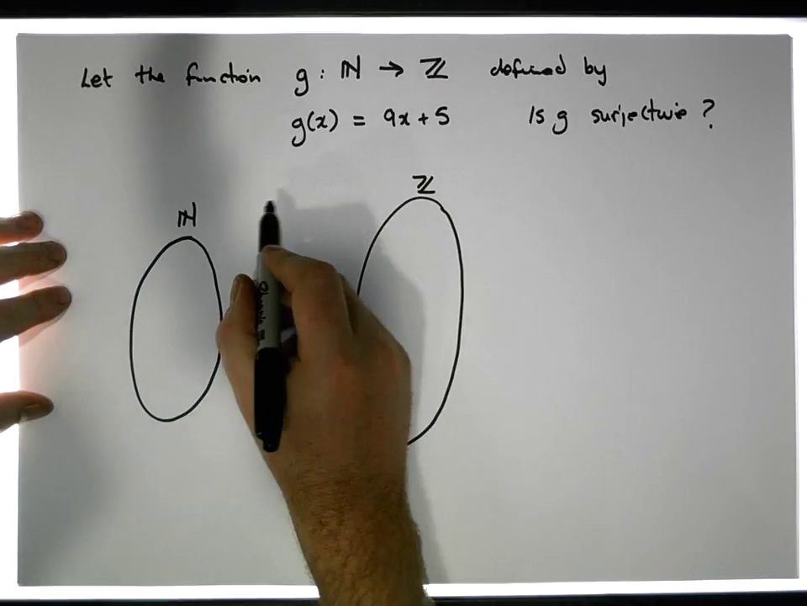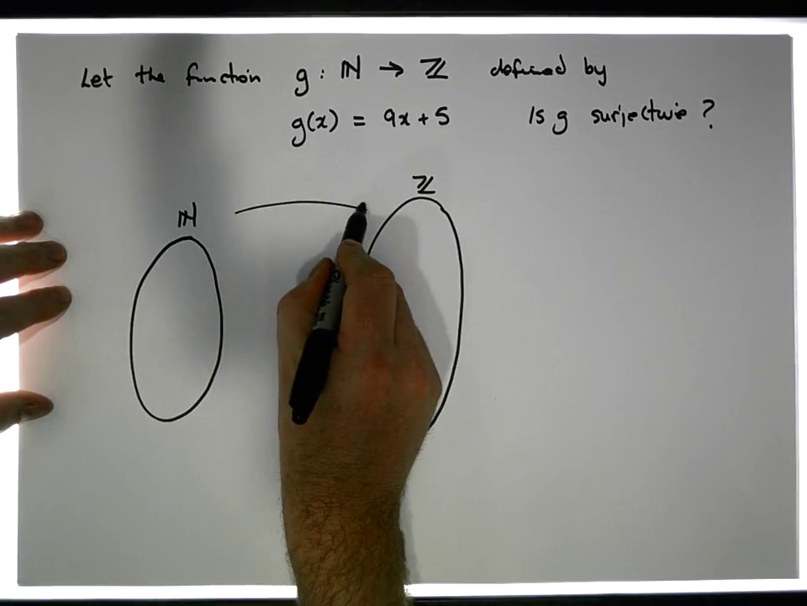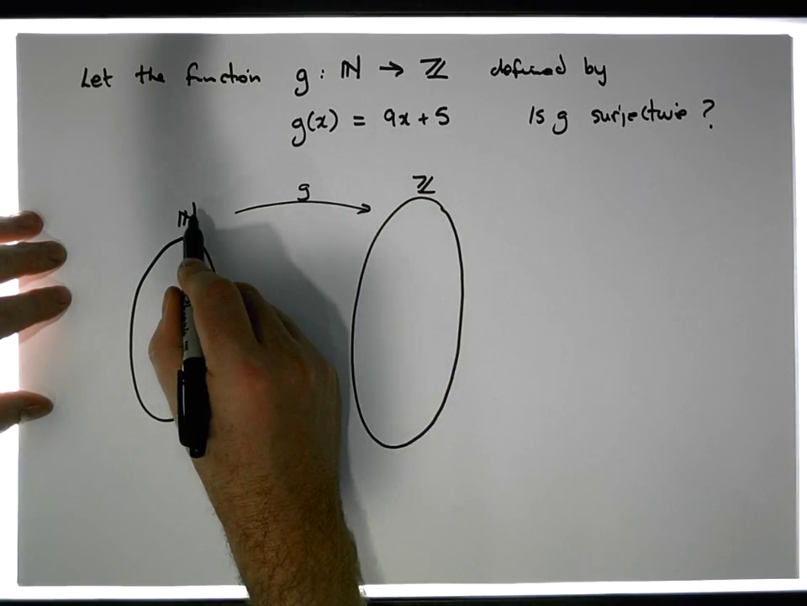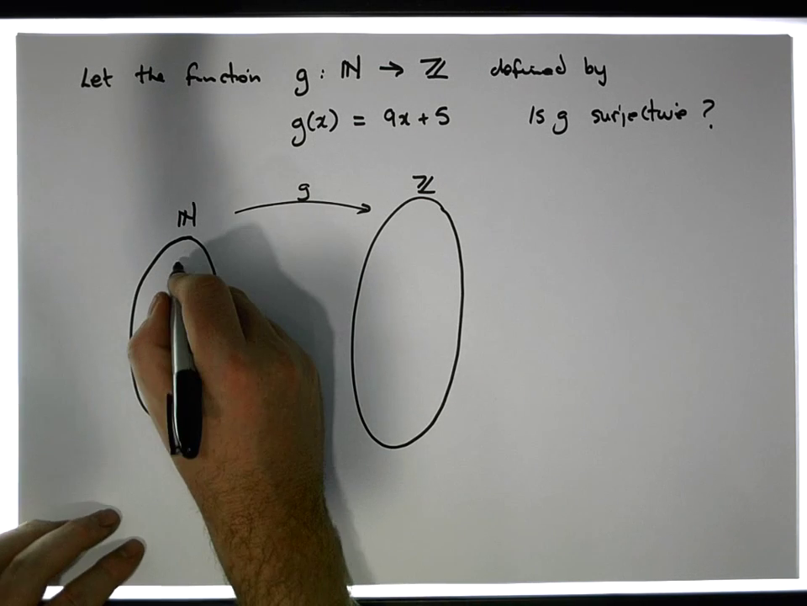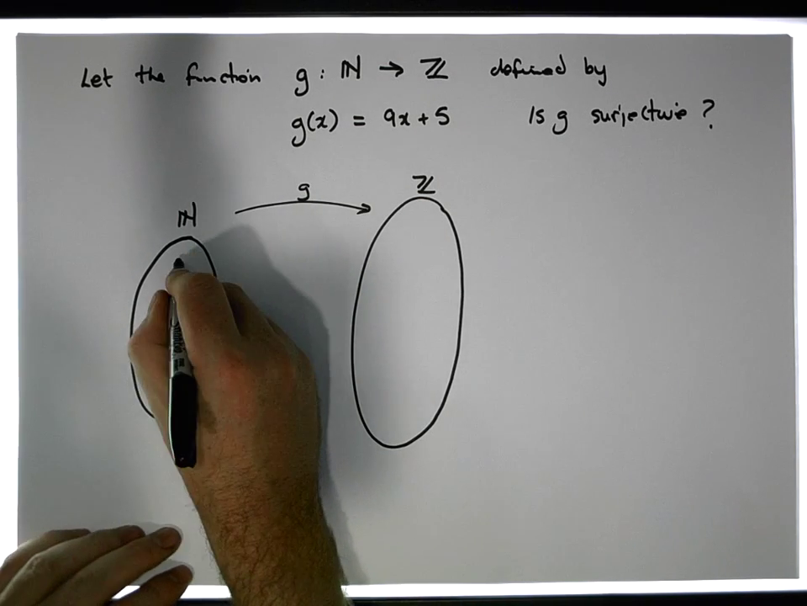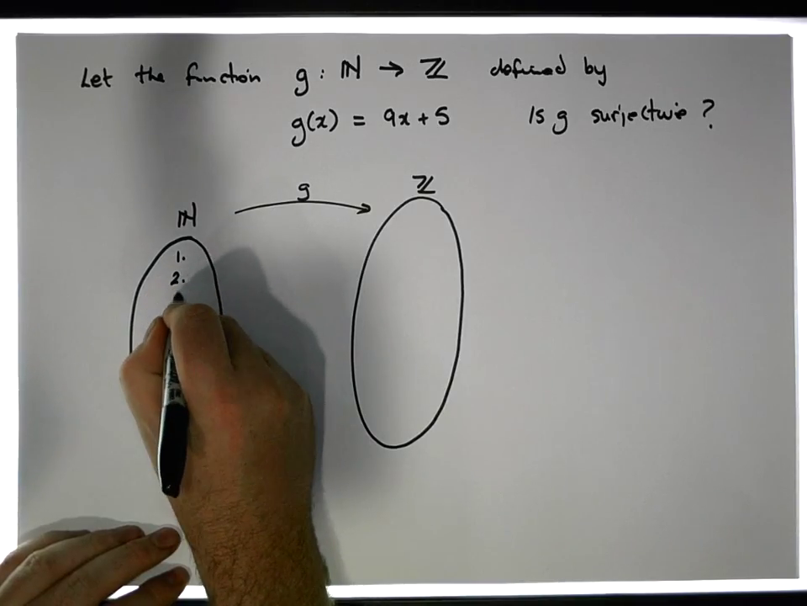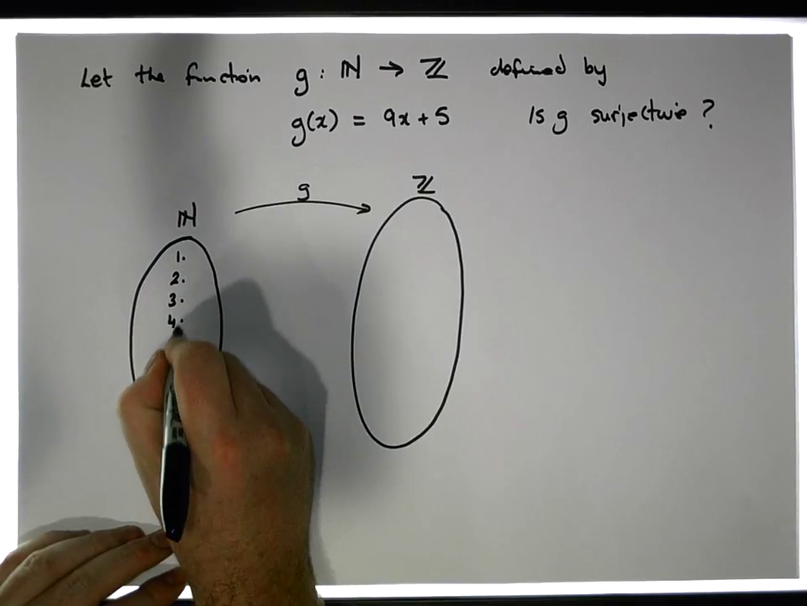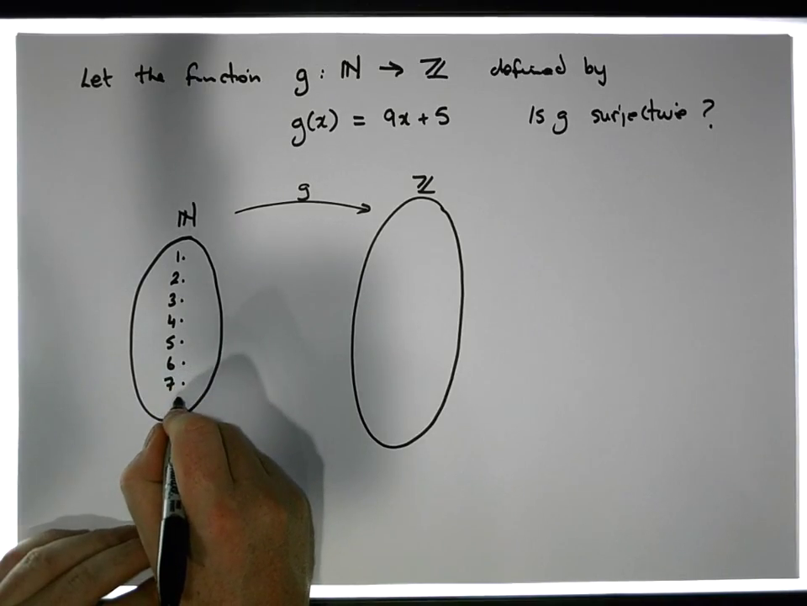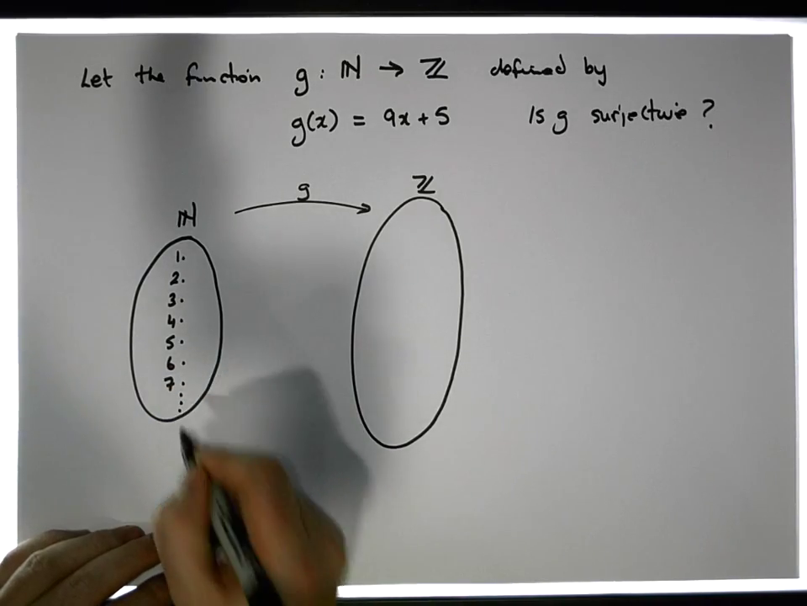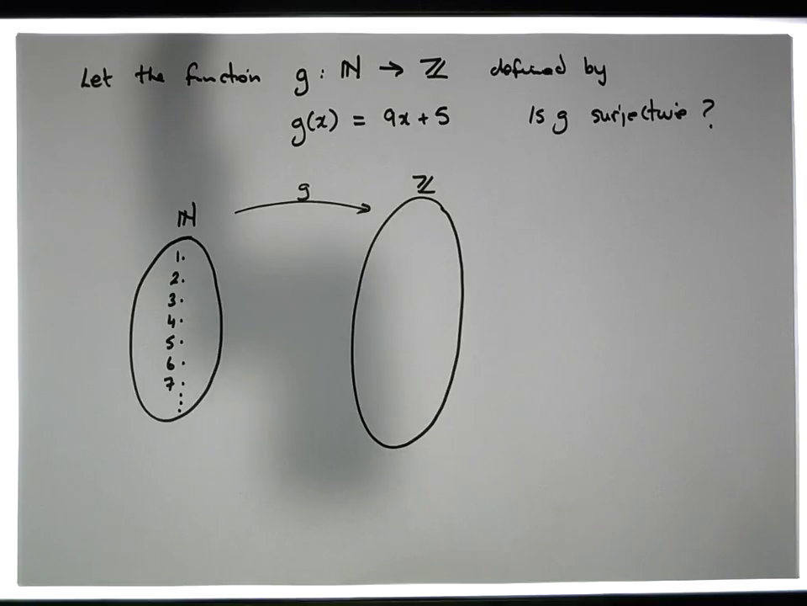And g is a function that goes from here to here. Okay, g is the function that takes natural numbers into integers. So let's just list our natural numbers. So what have we got? We have 1, 2, 3, 4, 5, 6, 7, and so on and so forth. Let's consider them as our natural numbers, and let's see where they're mapped to.